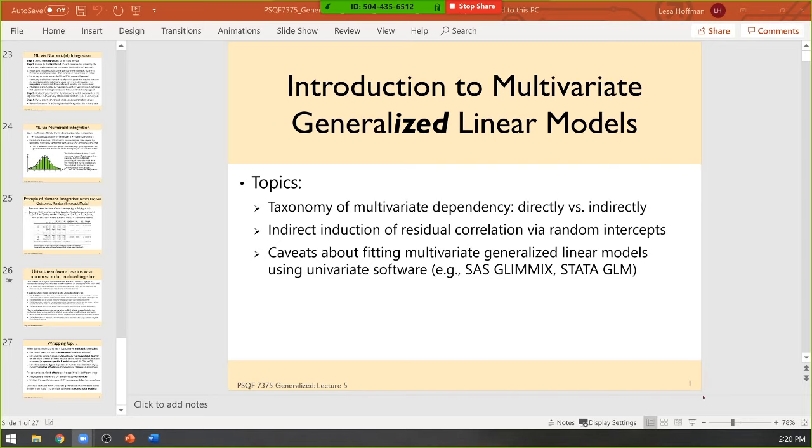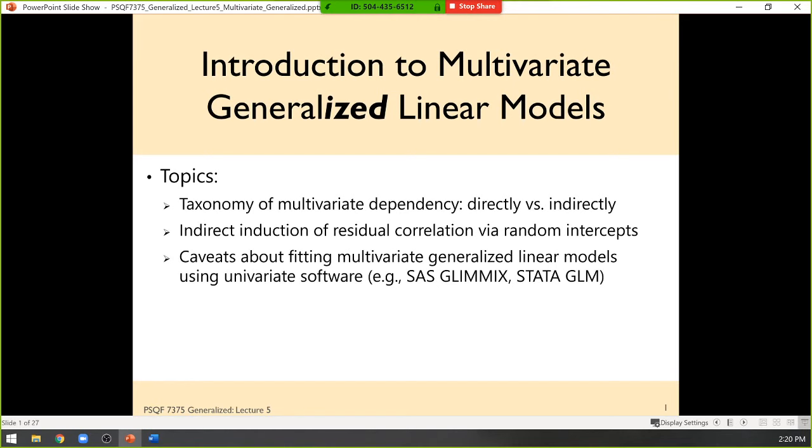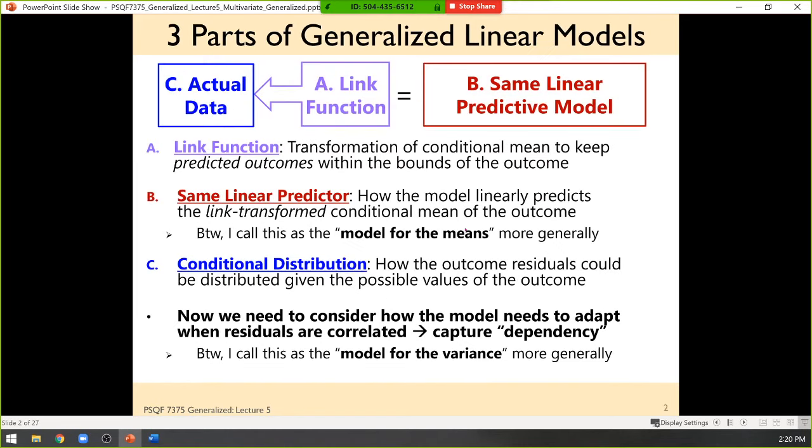This is a brand new lecture that I've pulled together across different classes. Those of you who had multilevel with me, this will sound familiar. And those of you who haven't yet, well, then you get to have a preview here. So let me make this big. There we go. All right, multivariate dependency.